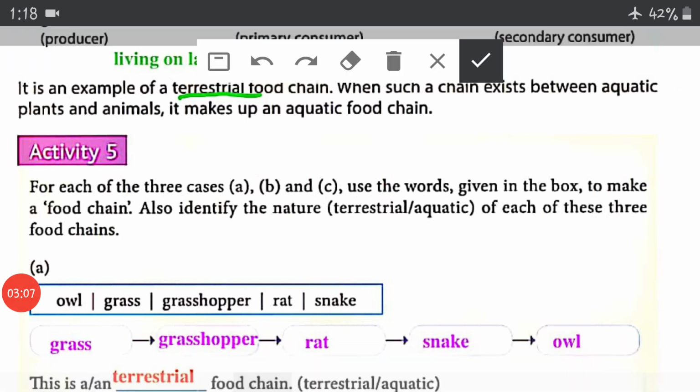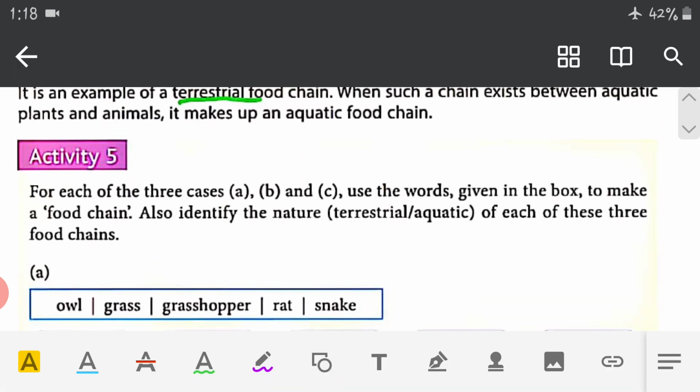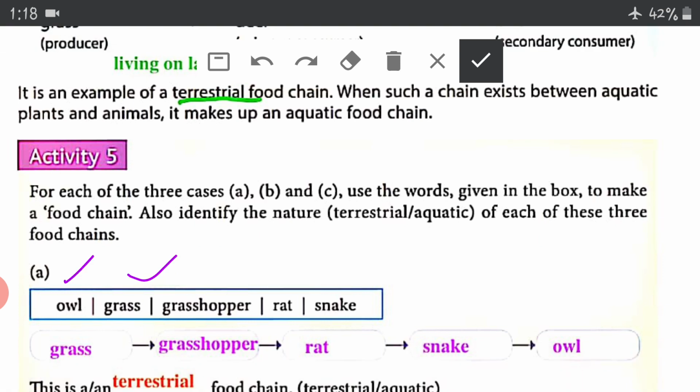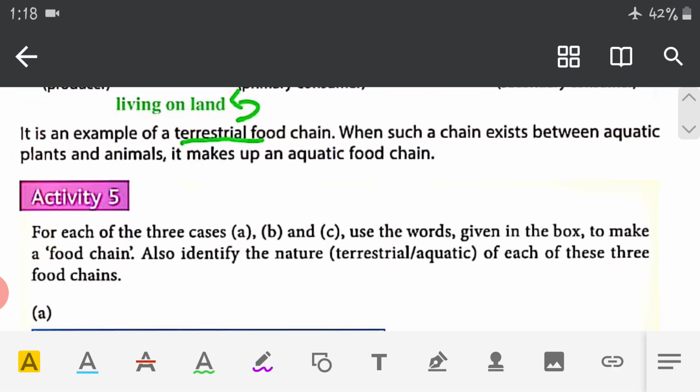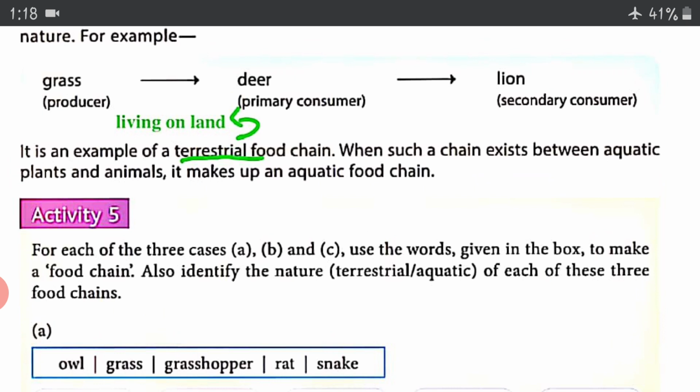In your book there is an activity to arrange the components of this food chain in serial order. First one is owl, grass, grasshopper, rat, and snake. So what do you think? Which one is the correct answer? Is grass eaten by owl? I don't think so. Grass is not eaten by owl.